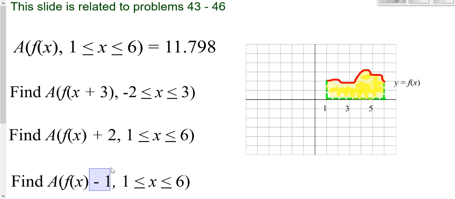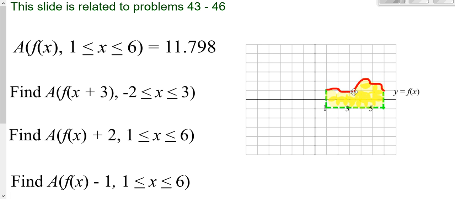If we are looking at this, it takes and moves your area 1 unit down because the -1 is not inside the parentheses, so it's going to drop everything down 1 unit. So in other words, it would be like this.